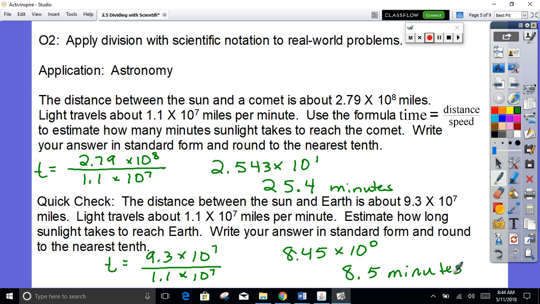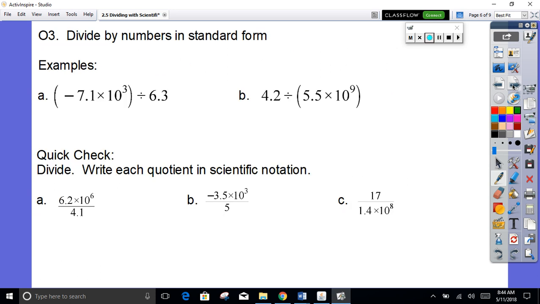Okay. Objective 3, because the speed was in miles per minute. Objective 3 is dividing by numbers in standard form. So if you have scientific notation and you're dividing by a number in standard form, this is just like when we multiplied. We're going to divide these two numbers and just keep the 10 to the third. Because 6.3 we could actually say is 6.3 times 10 to the 0. It's 6.3 times 1. So we could write it in scientific notation, but we don't need to because 3 minus 0 is just 3. So we can think of it as just keeping this 10 to the third.